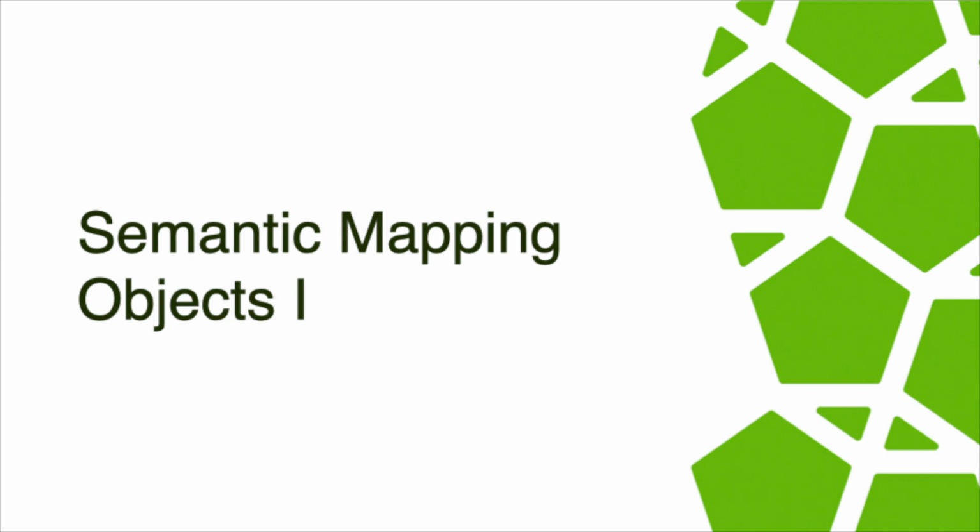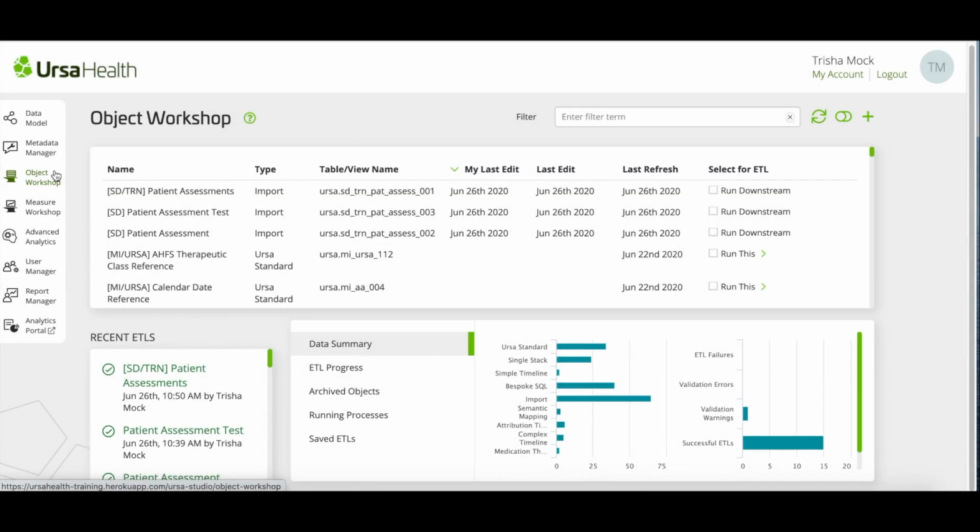In this lesson, we'll begin to learn how to create semantic mapping objects. So let's begin. We'll begin from the Object Workshop screen, and from here I'm going to navigate to the plus sign icon.